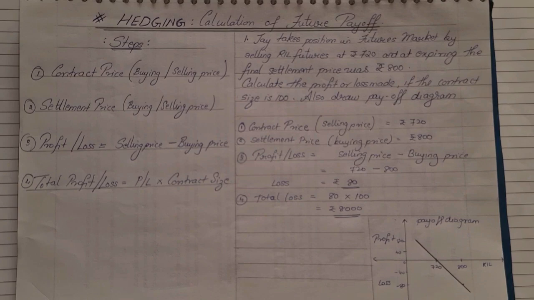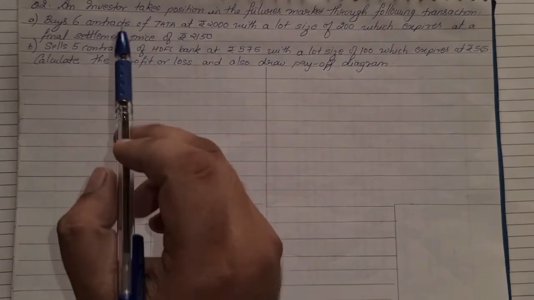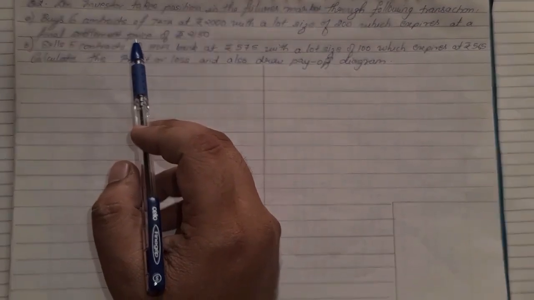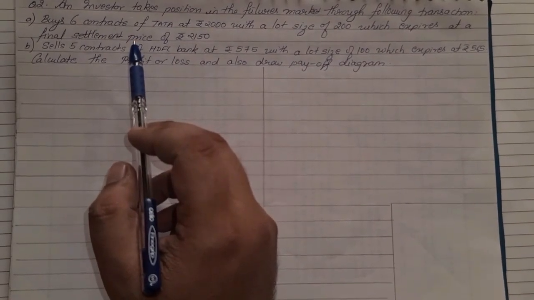Very simple. Now this was the first sum. Now we'll jump to the second sum, where we'll be learning what to do if there is buy and sell in the same sum. So now let us see the second sum. I hope everyone has understood the very first sum. Now we're going to start with the second sum.